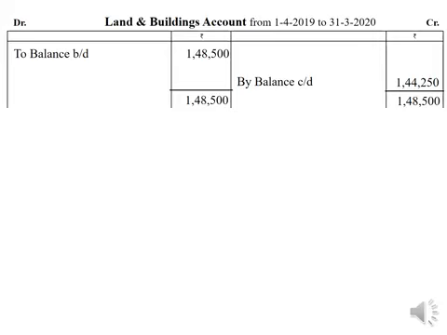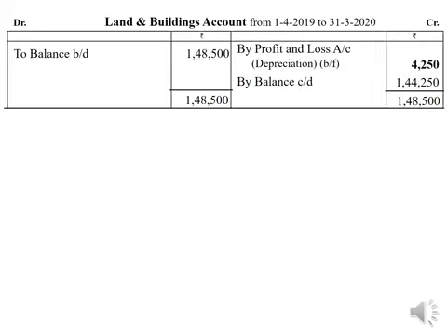Then balance the credit side amounts. So we get 4,250 as balancing figure. Treat it as depreciation charged during the year on land and buildings, balancing figure, and debit it to profit and loss account. So by profit and loss account, depreciation, balancing figure 4,250 is the land and buildings account.